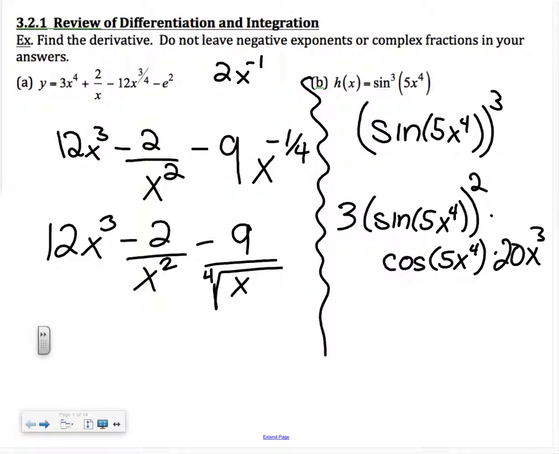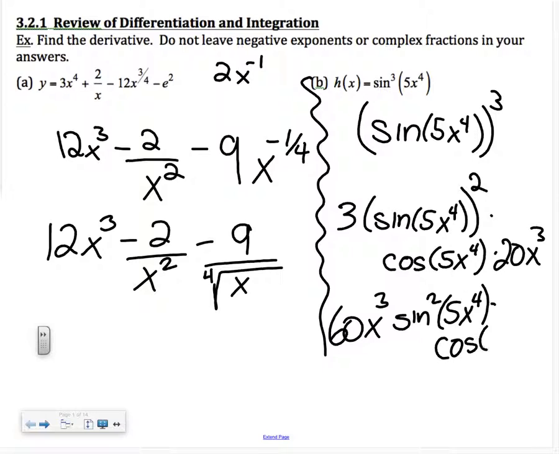And then I'm just going to make it look pretty. So 3 times 20 is 60 x cubed times the sine squared of 5x to the 4th times the cosine of 5x to the 4th. And that would be my derivative. So hopefully that's fine. If you need to pause the video here to catch up with your notes, go ahead and pause the video. When everybody's ready, we'll move to the next slide.